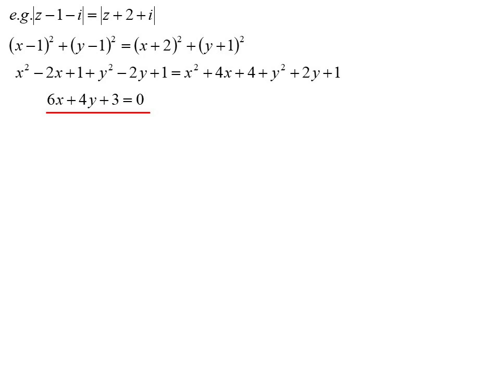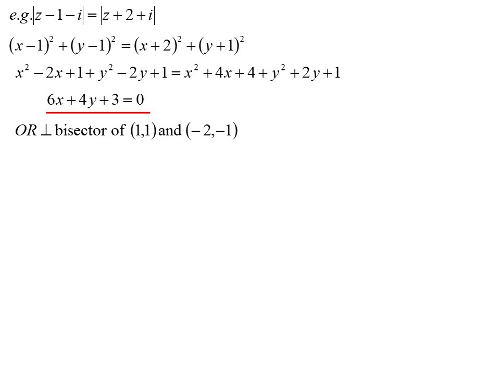Alright, I could go and use coordinate geometry. Put it in, expand out, tidy up, there's my line. But now we've got another way we could do it. Is it any quicker? Maybe, maybe not. Let's see. I do know it's going to be the perpendicular bisector of these 2 points, the point 1, 1 and the point -2, -1.